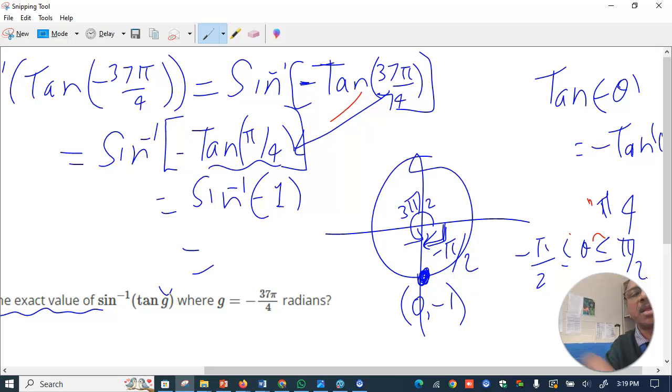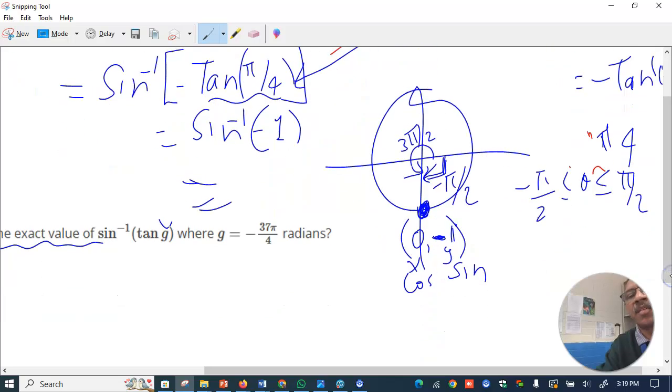See, you can't have more than that, so your answer has to be, because it is minus, remember this is x and this is y, this is cosine, and this is sine. So we have to have the angle where the answer is minus 1. So this is minus 1. So it has to be minus pi by 2.